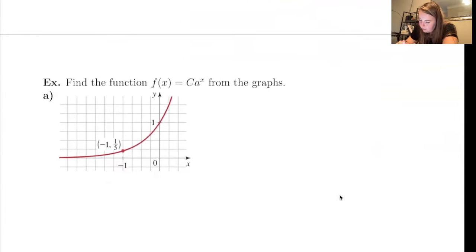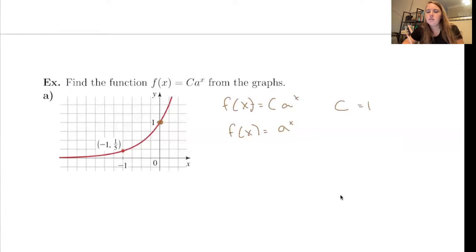These are actually in your textbook. So we're going to be asked to find the function from the graphs. So c is going to be where it intersects the y-axis. That's usually my initial condition. Well, that always is my initial condition because that's when x is 0. So I want f of x equals c times a to the x. Well, c is clearly this point right here, 1. So c equals 1. So now I know that f of x is going to equal a to the x.